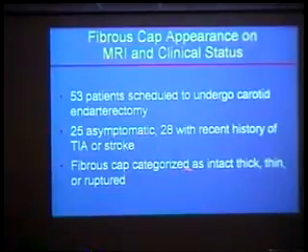And we categorize the fibrous cap based on what I mentioned as a thick cap, thin cap, or ruptured cap.